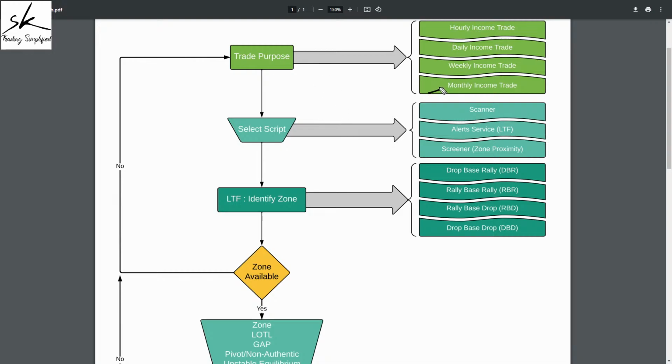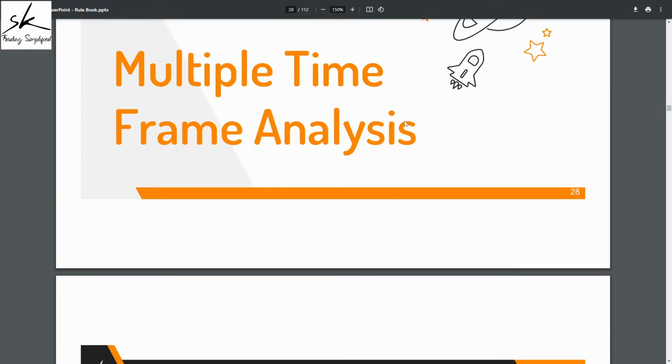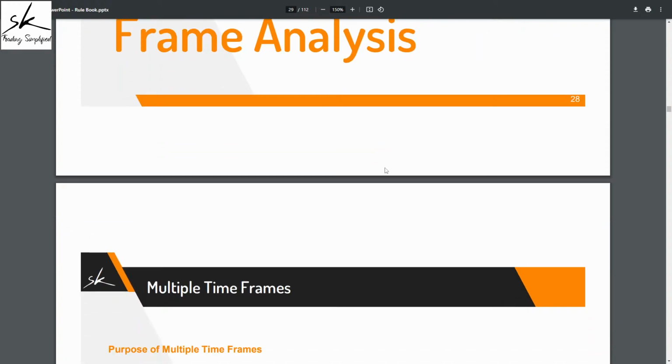So let's assume I opted that I want to plan monthly income trades. Now, once I have opted my purpose of trade, what is going to happen? From the rule book, I'll get to know what time frames I should be using. So if I go to page number 28 in the rule book, we start with the topic which is multiple time frame analysis, because demand supply methodology is not based on a single time frame. Demand supply methodology is based on multiple time frame analysis.